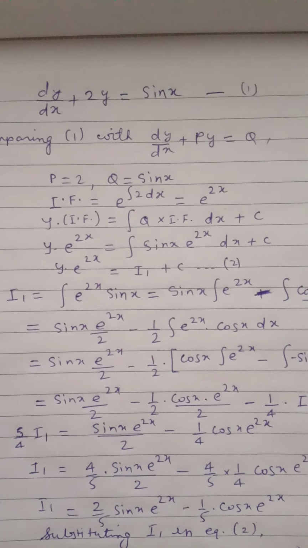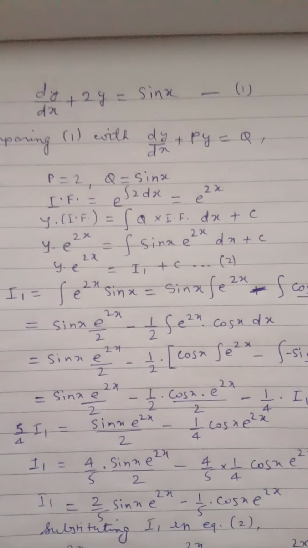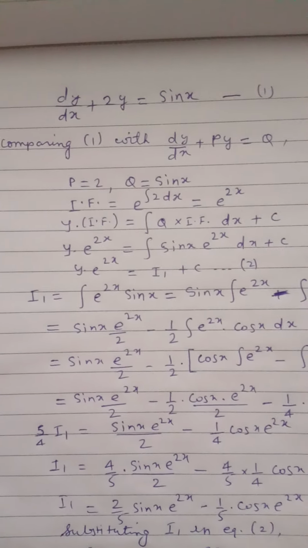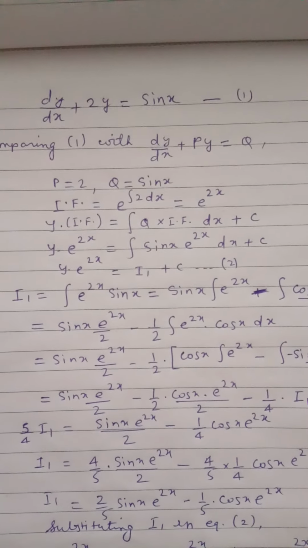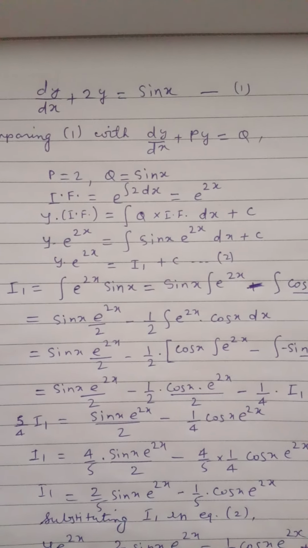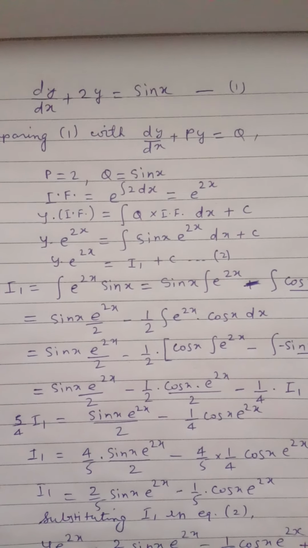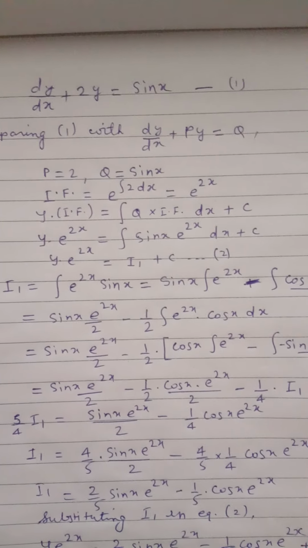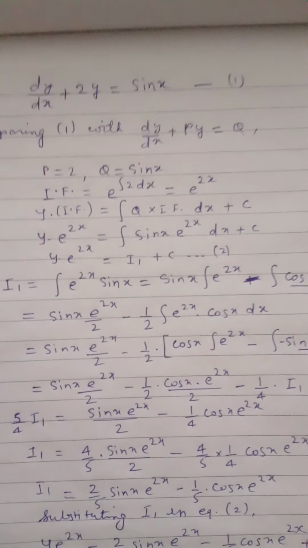This is a linear equation: dy/dx + 2y = sin x. Now let's solve this equation. Comparing equation number 1 with dy/dx + Py = Q, when we compare these two, we get here P is 2 and Q is sin x.